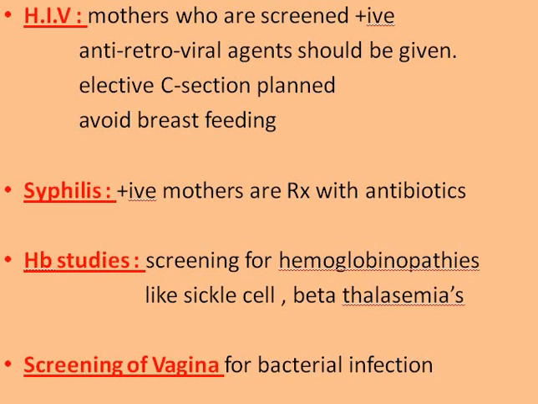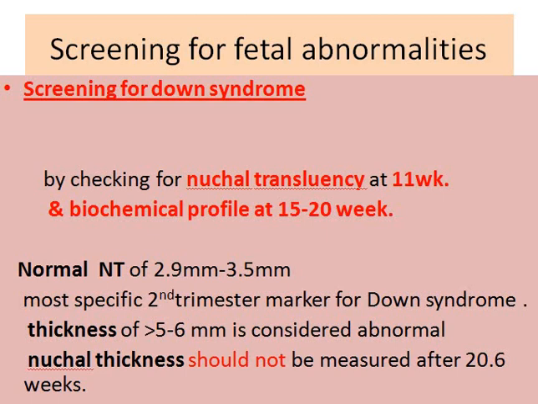We also do syphilis screening, and in positive mothers we start the baby on antibiotics in order to prevent the baby's malformations. We do Hb studies in order to rule out thalassemia and sickle cell anemia. And lastly, we screen the vagina for group B streptococcus, which can cause ascending infections and can result in chorioamnionitis.